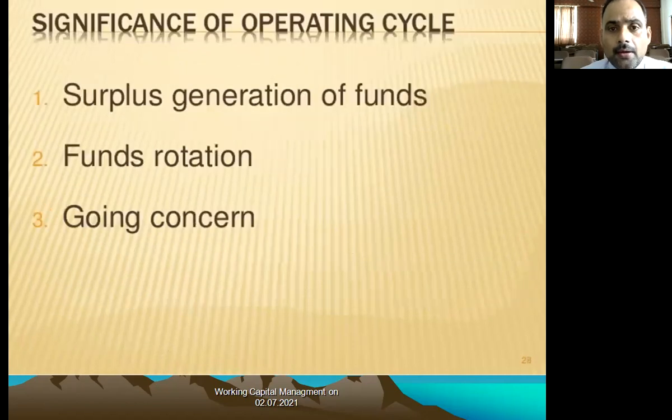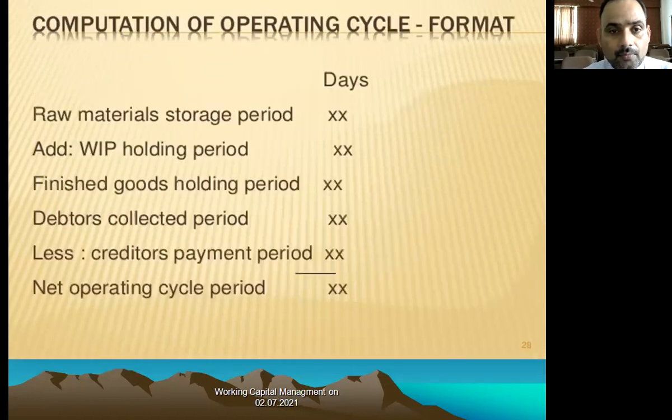So now, what is the significance of the operating cycle? The surplus generation of funds: what you have invested, now you have to earn more than that. We know very well that surplus will be generated. The fund rotation: the funds come in and are converted into raw material, then again converted into cash, and this rotation is based on the going concern principle. It is a repetitive process.